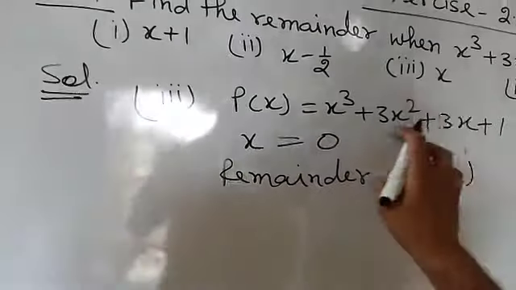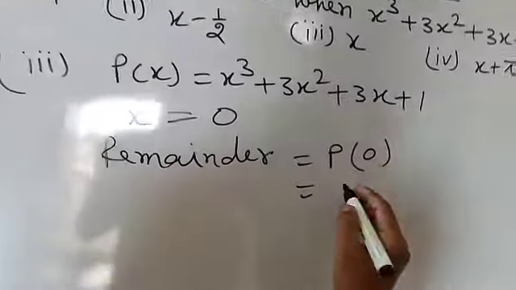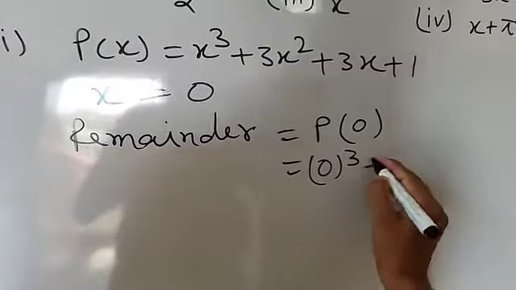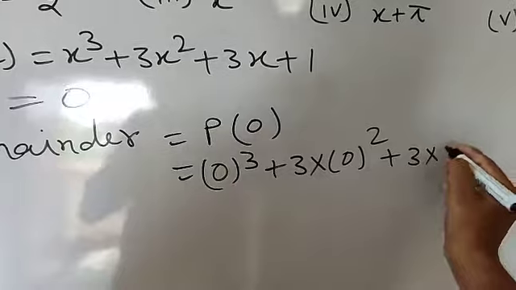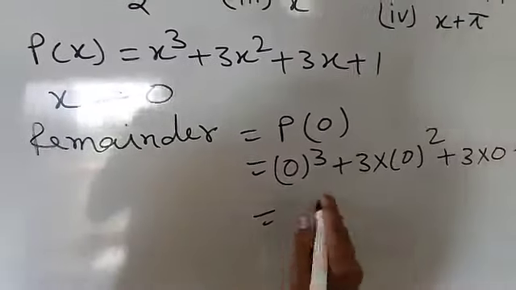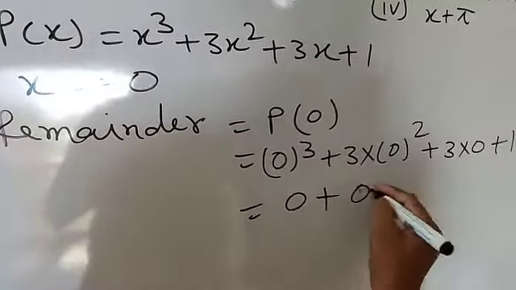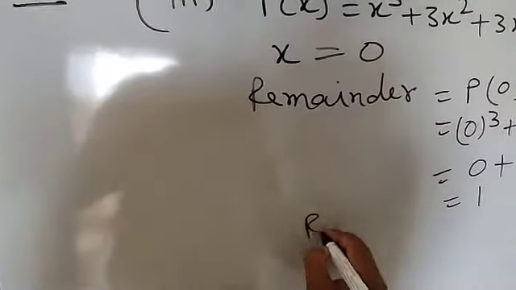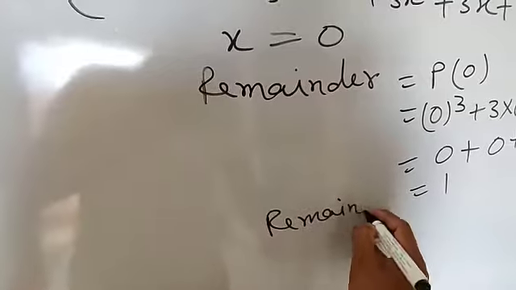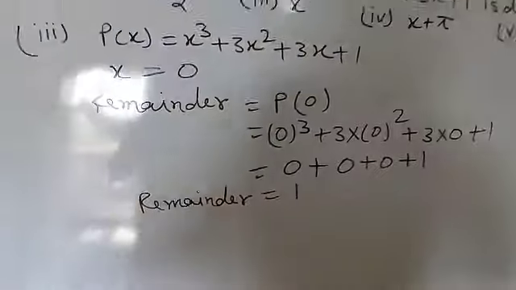Now in that polynomial x will be replaced by 0, so 0 cube plus 3 into 0 square plus 3 into x, that is 0, plus 1. Here it will be 0 plus 0 plus 0 plus 1. It is equal to 1. So the remainder equals 1. So for the third, the remainder equals 1.